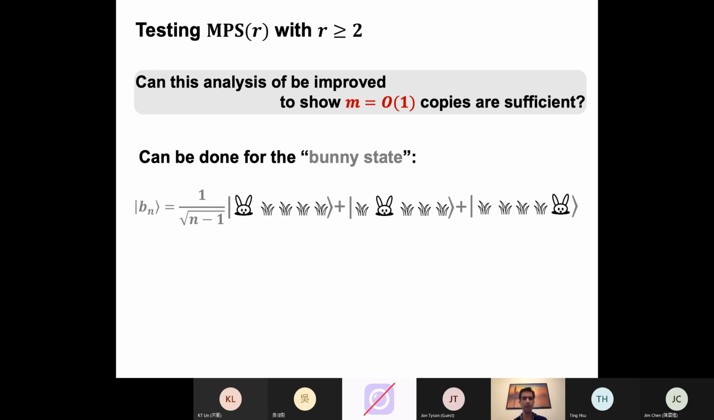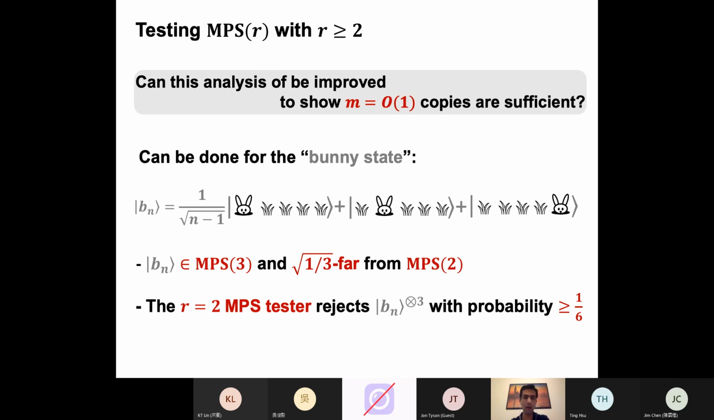And what is this state? So here you should think of the bunny's ears as 2 ones and the grass as zeros. So then the state is a superposition of the bunny hopping to the side. And what do we know about this state? We can show that it is an MPS with bond dimension 3. And with some more work, you can also show that it's constantly far from being MPS with bond dimension 2.